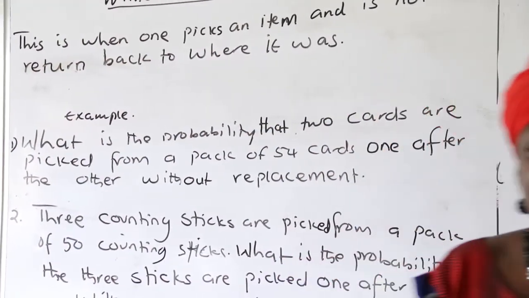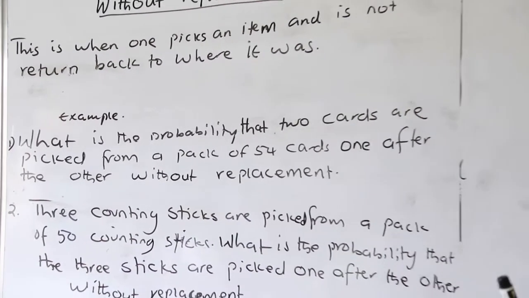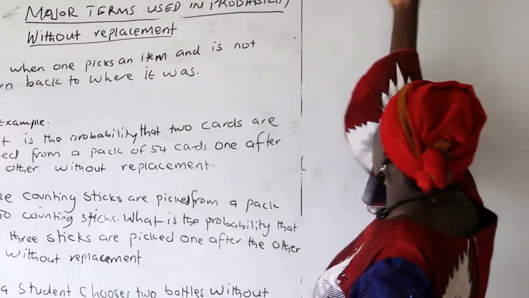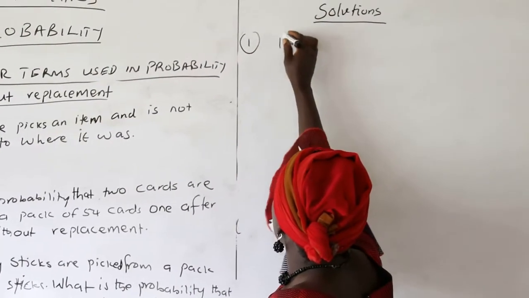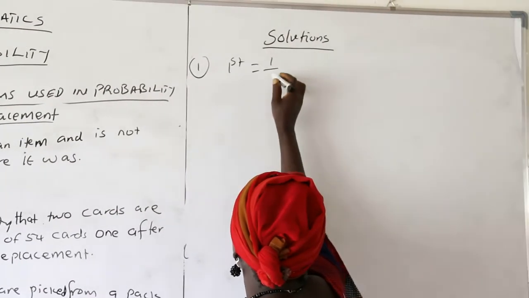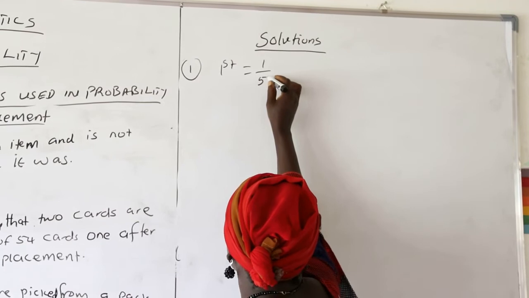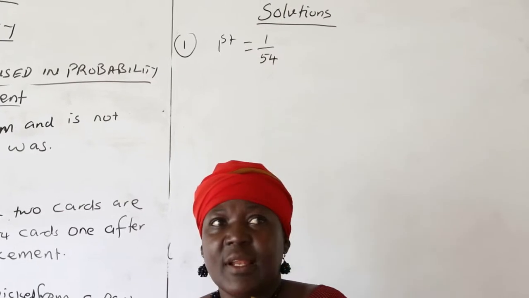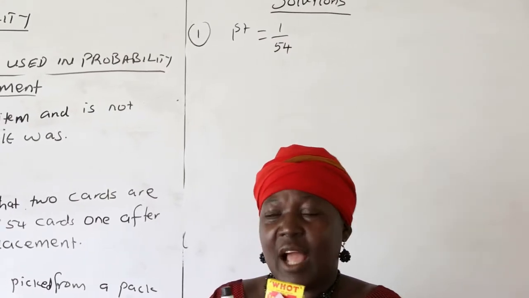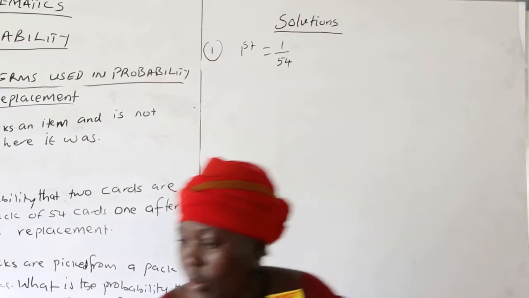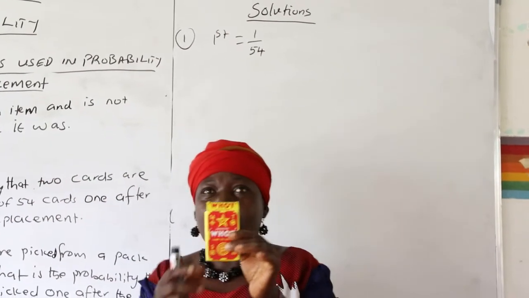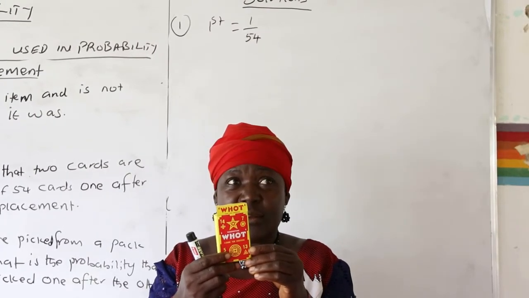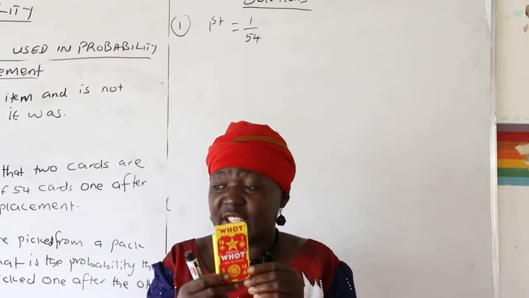So if I am picking one now, I will pick one card. My first picking is equal to 1 all over 54, because we have said that all of them are 54 in the cards. Now, for the second picking, I will not return it back to the pack. I will put it aside. Now, what do you think? How many are left now? We are left with minus 1, which is 53 instead of 54.